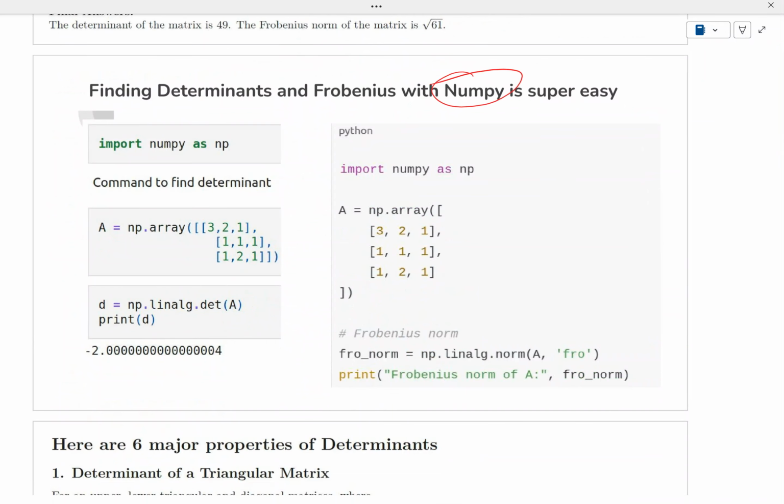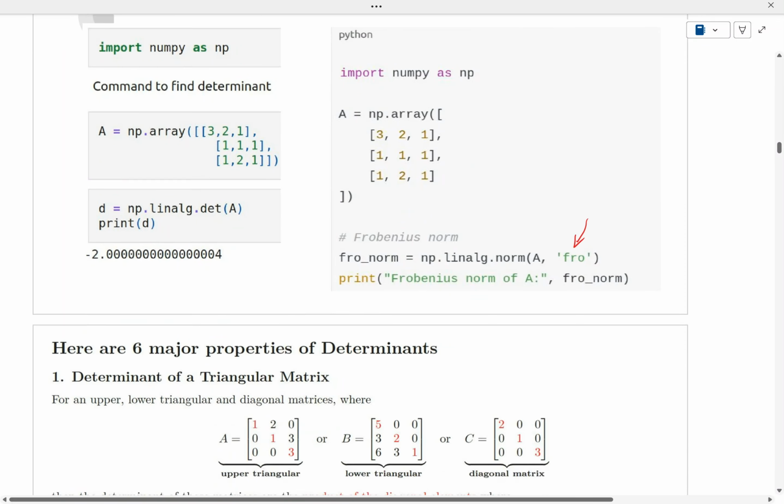In order for you to do the determinant, after you define the matrix A, you simply call determinant of A, right, in the linear algebra library. As for Frobenius norm, we just call the norm. Instead of L1, L2, we call it Fro for Frobenius, right? Frobenius norm. So you can find both pretty easily.